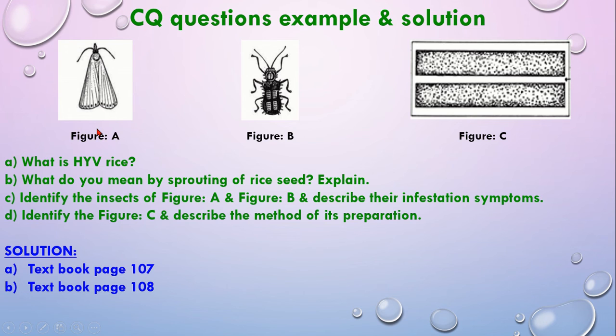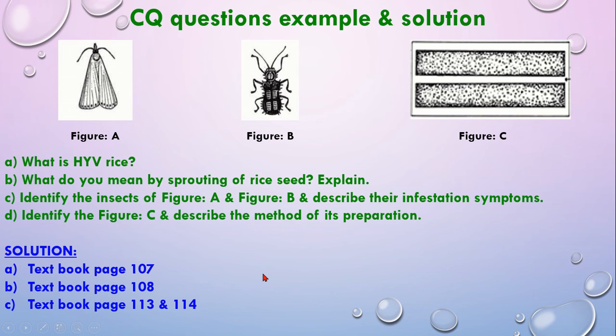Next question is identify the insects of figure A and figure B. So the first one will be Stem borer moth and second one is Stem borer rice pest. You can get this question's answer on page number 113. The figure is on 113 and the symptoms will be on page number 114.